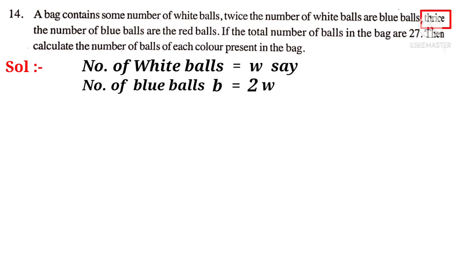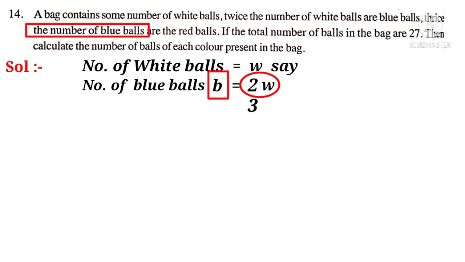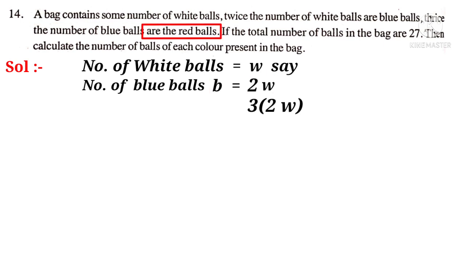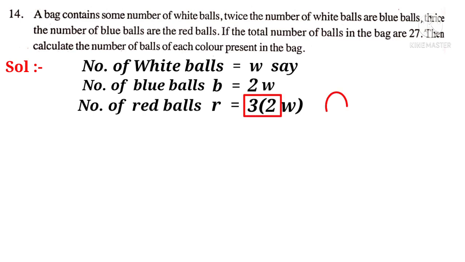Observe the word thrice. Thrice means 3 into number of blue balls, b means 2w. So write in bracket 2w, for red balls. Or means equal to. Red balls let us indicate as r. So number of red balls r is equal to 3 into 2w. Observe that bracket indicates multiplication. So 3 into 2 is equal to 6w.